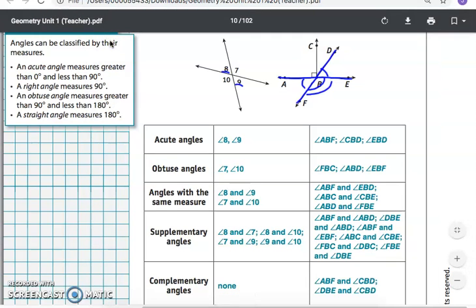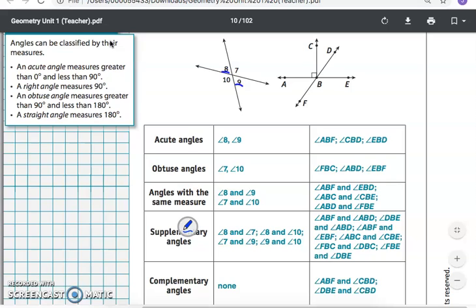Alright, then you've also got angles ABC and CBE. Those are both the same measure because if this is 90, this one has to be 90 because they make a straight line, which is 180. So if the whole line is 180 and this is 90, 180 minus 90 leaves 90 left over. So those two must be the same measure.